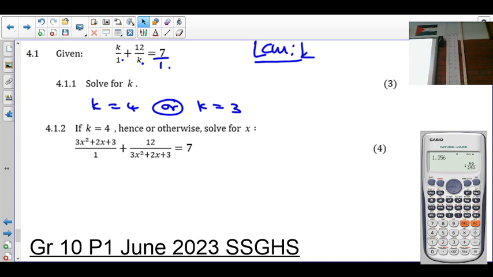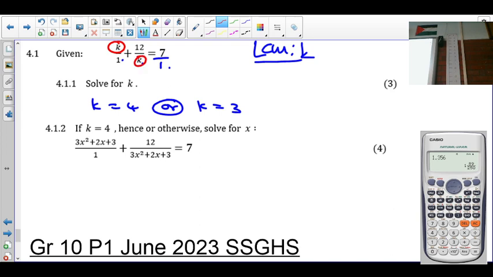People, if it says if k is equal to 4. Now I know some of you got your own Mickey Mouse answers and then you use that answer. No. You see here, even if you got a different answer and they tell you if k is equal to 4, then you must not use anything other than 4. Can you see that? If k is equal to 4, hence or otherwise solve for x. So if k is equal to 4, people, then this value here is actually 4. Can you see that? That is 4 and this is 4.